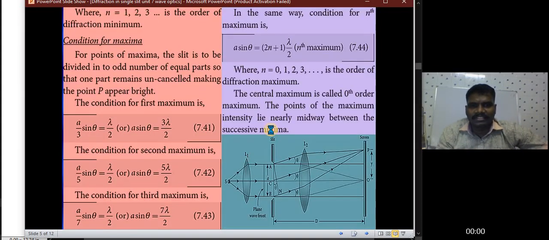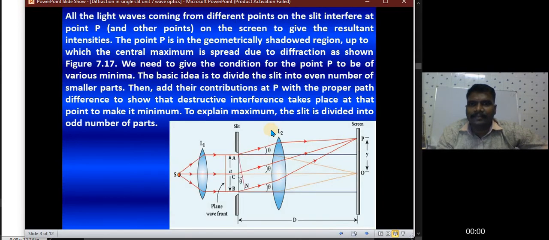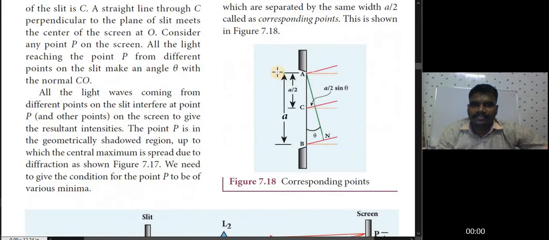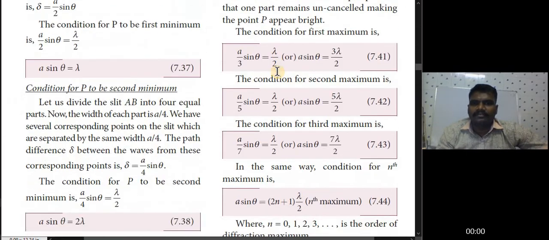So thank you very much, children. This is a very important detailed question and answer: diffraction in single slit. This is a very important question.